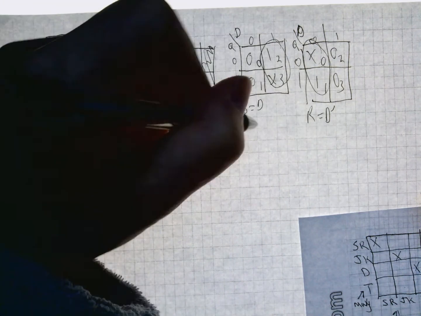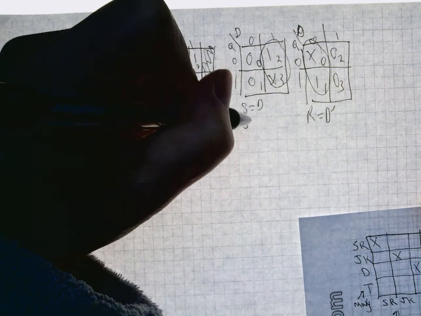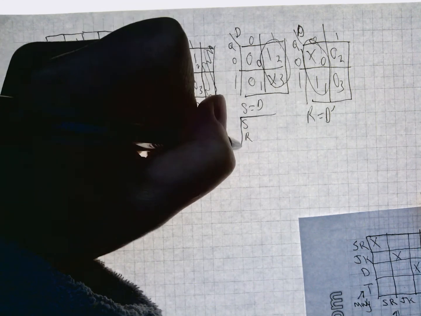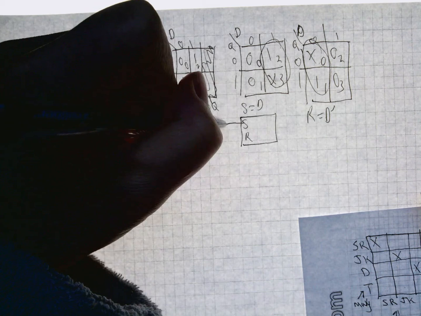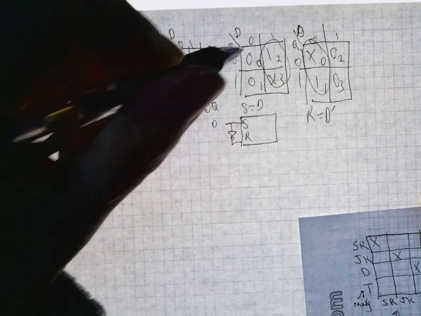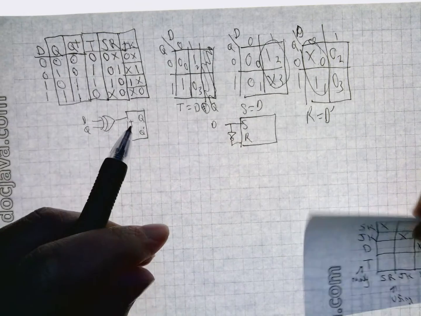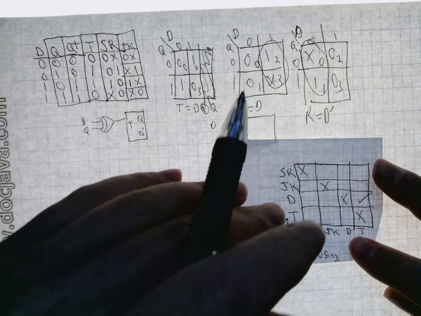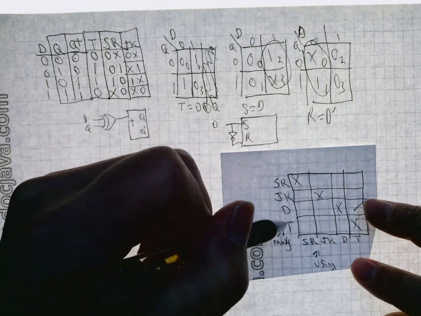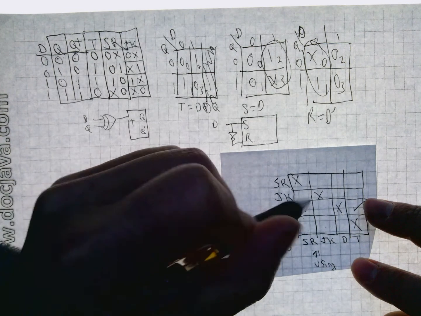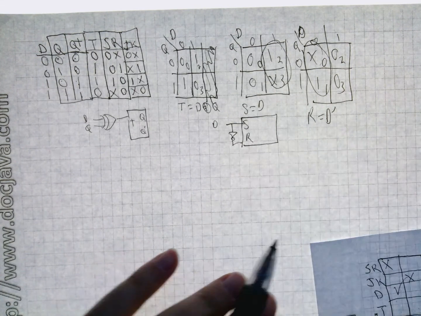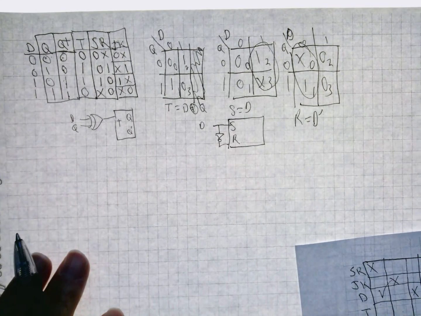And what that tells me is that if I have an SR flip-flop, I can make a D flip-flop. So now we've got making a D using SR. Last one is JK.